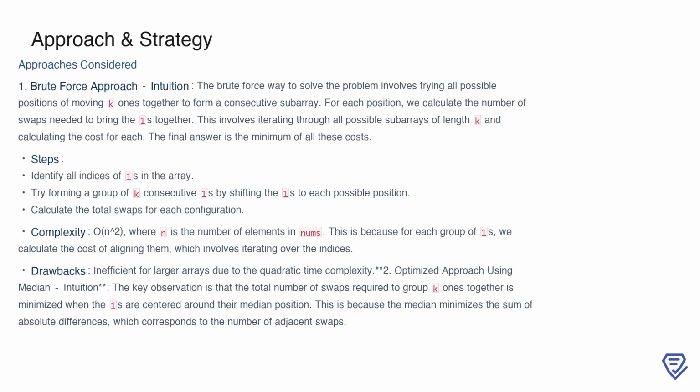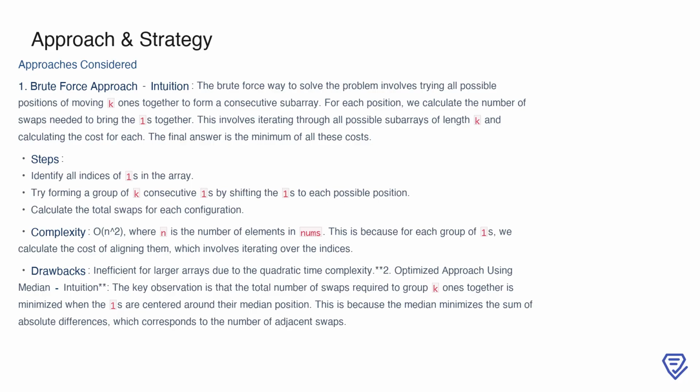To begin with, let's explore the brute force approach to solving this problem. The intuition here is straightforward. We try all possible positions where we can move the k 1s together to form a consecutive subarray. For each of these positions, we calculate the number of swaps needed to bring the ones together. The process involves identifying all the indices of 1s in the array, then testing each possible configuration where k 1s are aligned consecutively. For each configuration, we calculate the total swaps required and, ultimately, take the minimum of these costs as our answer. However, this approach has a major drawback.